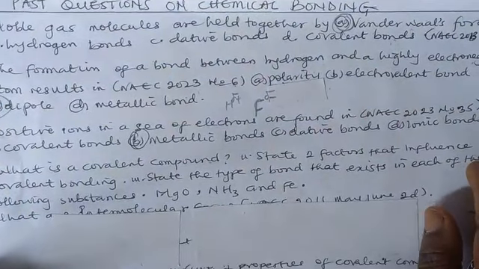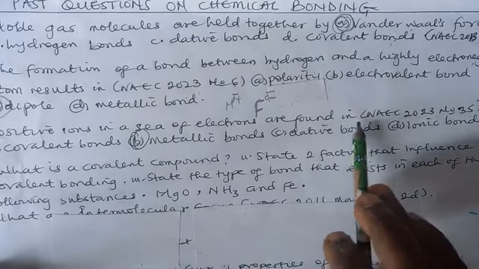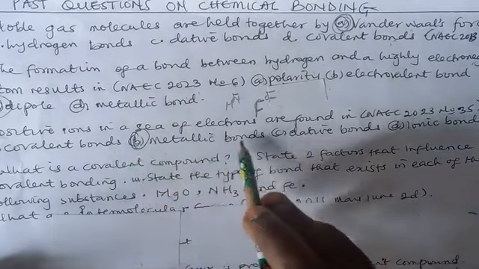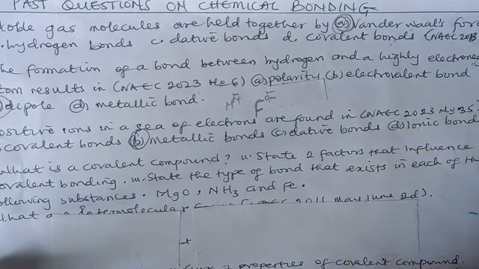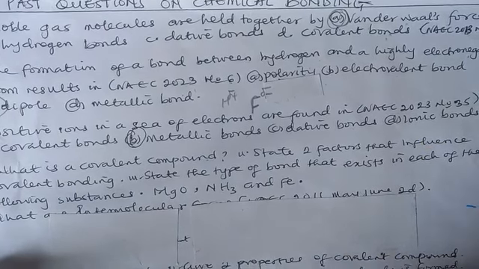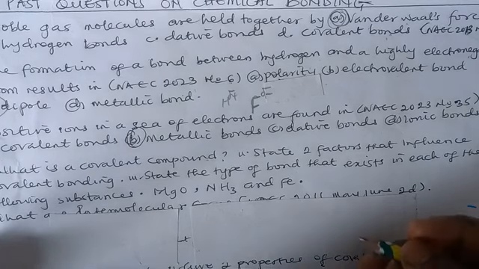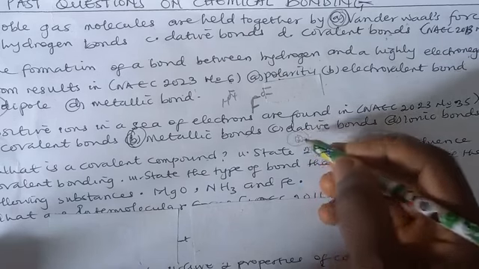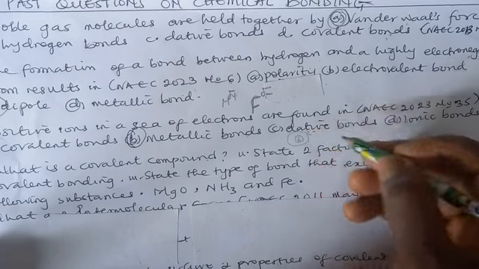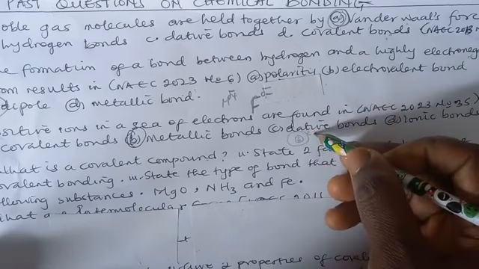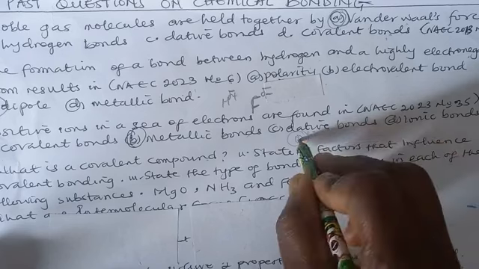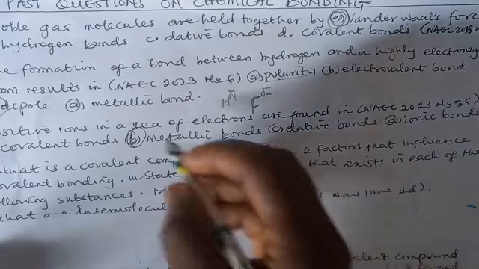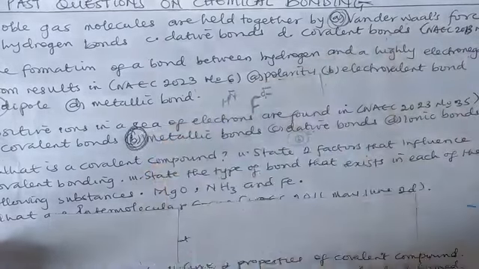The next question is: positive ions in a sea of electrons are found in what? A, covalent bond, B, metallic bond, C, dative bond, D, ionic bond. This is WAEC 2023 number 35. Positive ions enclosed in a sea of electrons are found in metallic bonding. I told you that inside metals are positively charged nuclei, surrounded by free mobile electrons, which are negative. So there's an electrostatic attraction between the electrons and the positive nuclei to form metallic bonding, and this kind of bond is found in metals. So the answer is B.